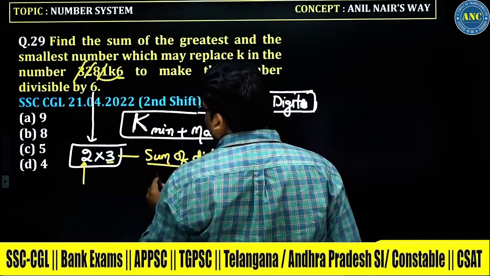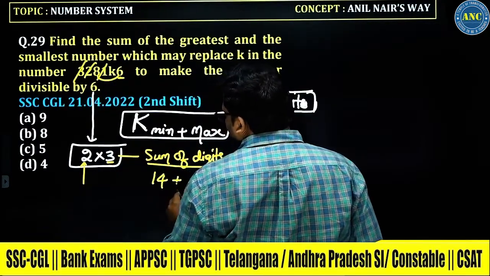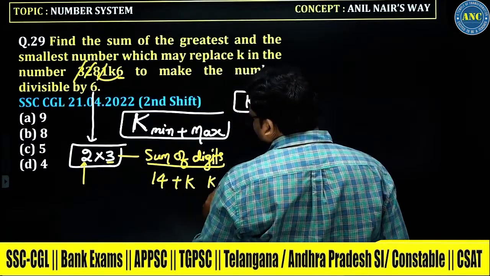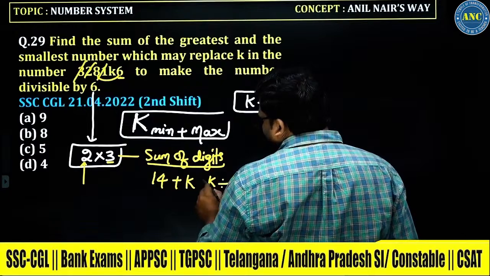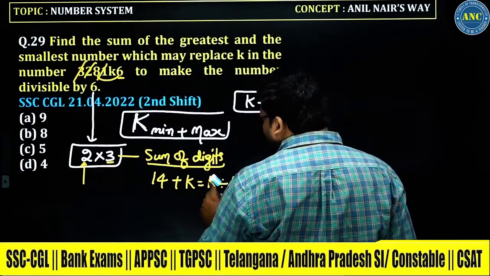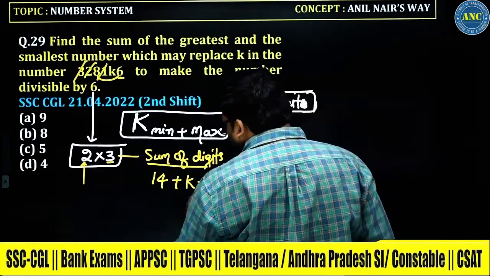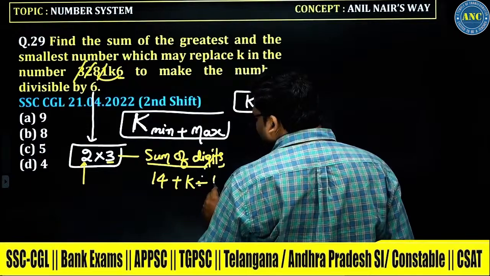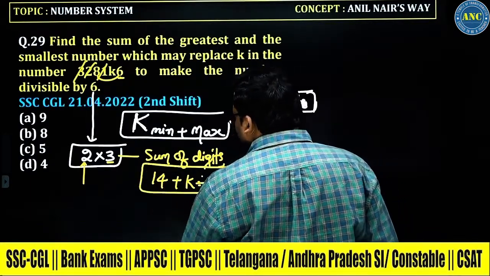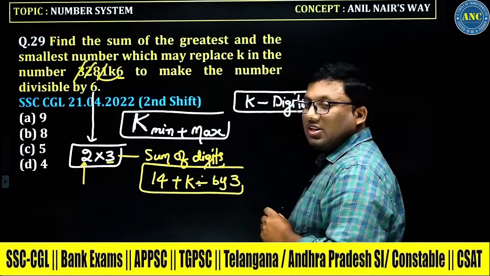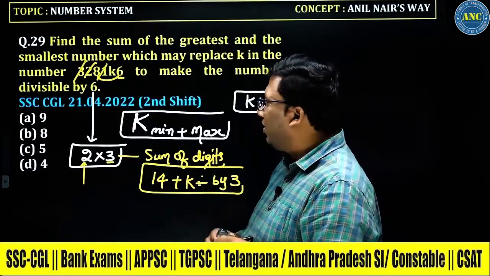6 plus 8 is 14. 14 plus K. The entire number should be divisible by 3. Why should the entire number be divisible by 3? Because the divisibility rule of 3 is that the sum of the digits should be divisible by 3.